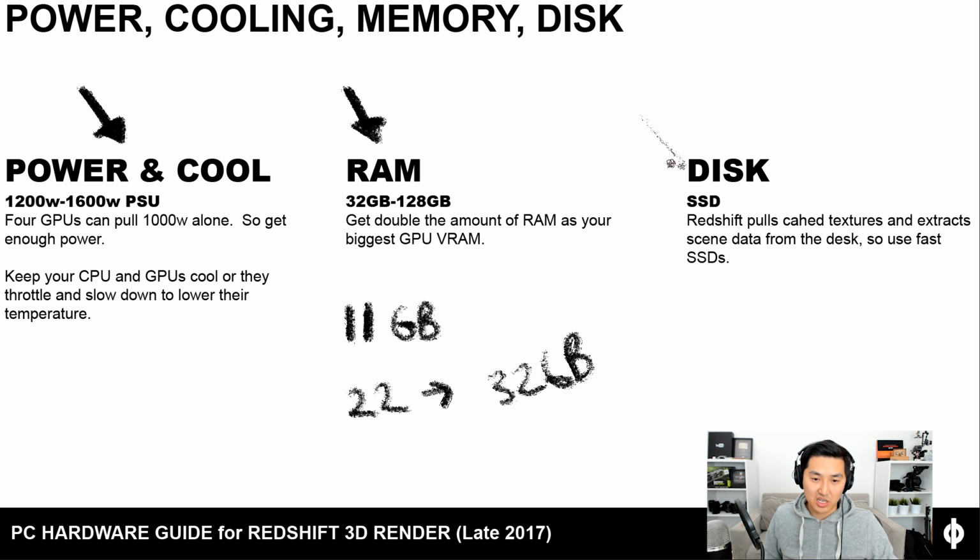And the last thing here is the disk. I think we all probably know this. Go with SSDs. It's going to need to read the texture caches off of it. It extracts the scene data off of the disk. Just use the fastest disk you can get. And I have a 1 terabyte, and I don't see my scenes needing to be any bigger than that. I could probably use that for quite a while, even though I have a couple of externals to hold most of the data on.